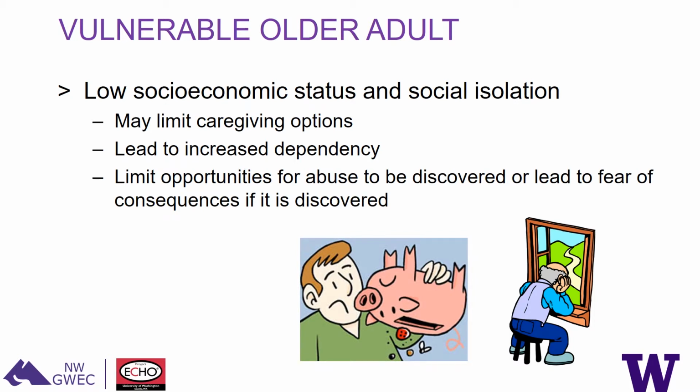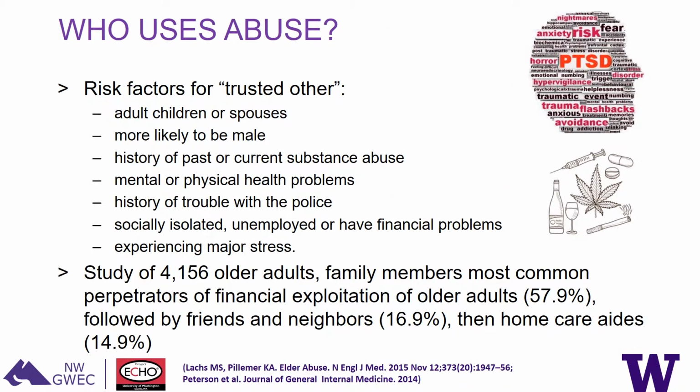Low socioeconomic status and social isolation both also greatly contribute to risk of abuse, and this is because it may limit caregiving options for older adults, also may lead to increased dependency, and may limit opportunities for abuse to be discovered or lead to a fear of consequences if it is discovered. So if an older adult feels that they don't really have alternative options, they may be very reticent to reveal an abusive situation.